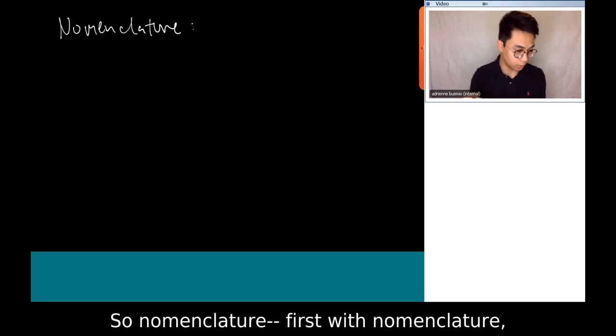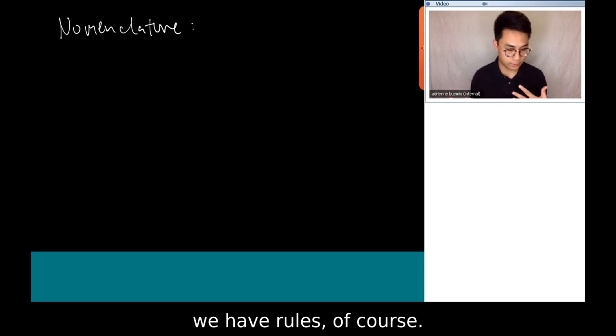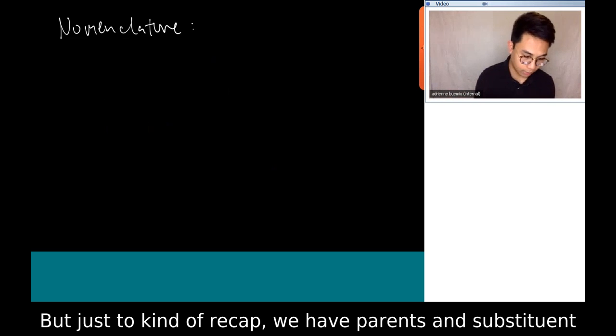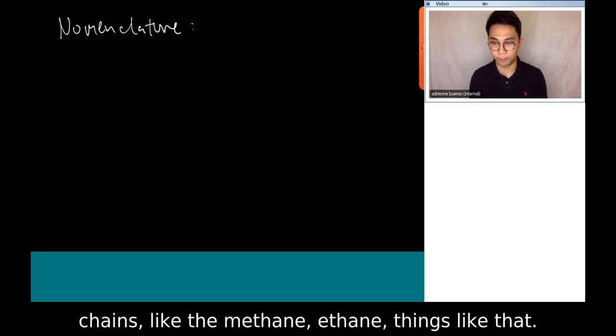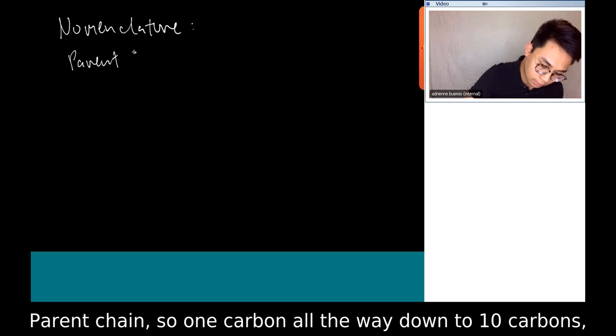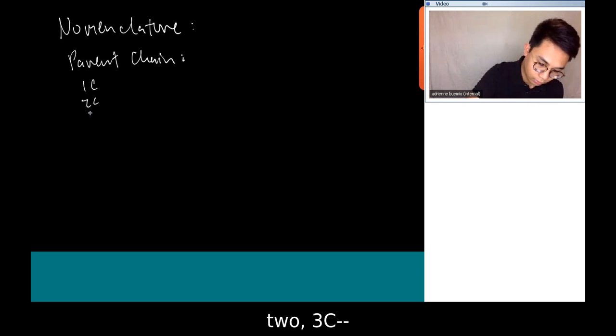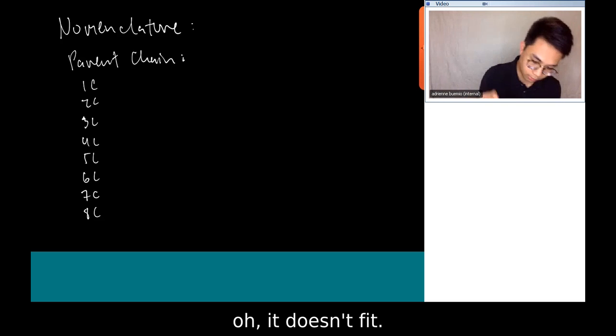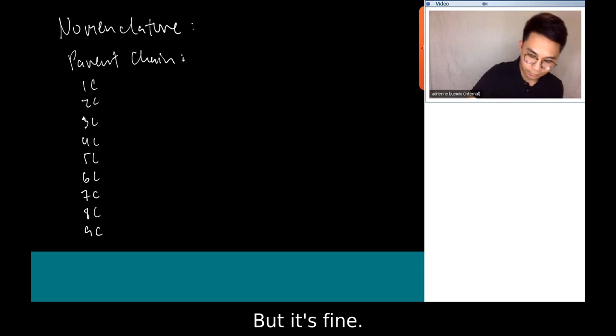Okay, so nomenclature. First, with nomenclature, we have rules, of course, but just to recap, we have parent and substituent chains, like the methane, ethane, things like that. So parent chain. One carbon all the way down to 10 carbons, right? Two, three, C, four, C. It doesn't fit, but that's fine.